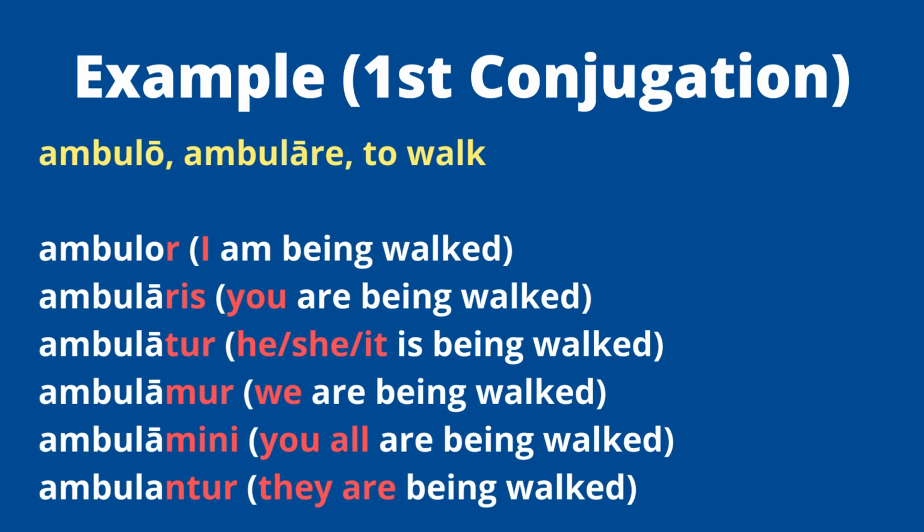For the rest of them, I'm starting with ambula, which again is the infinitive without the re. It's the present stem. But instead of s, t, mus, tis, nt, it's ris, tur, mur, mini, ntur. So ambularis means you are being walked, and ambulatur means he, she, it is being walked, and ambulamur means we are being walked, and down the line. You can hear the different translation, the passive voice translation with am being something.